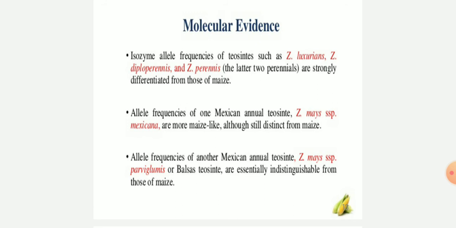Allele frequencies of another Mexican or annual teosinte, Zea mays species, are essentially indistinguishable from those of maize. This is the molecular evidence of Zea luxurians, Zea mays mexicana, and other species.